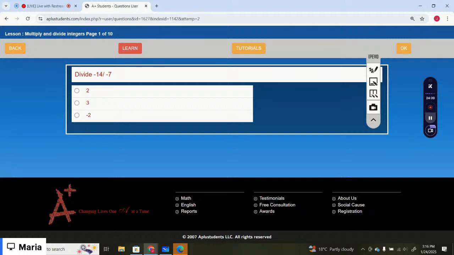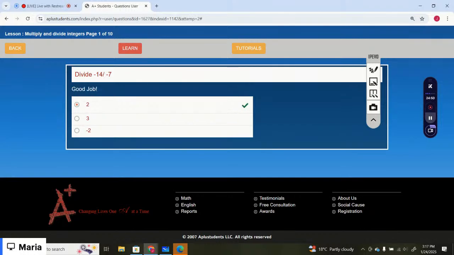Divide negative 14 by negative 7. So which is the correct option? Both the numbers have the same sign. The answer must be positive, and 14 divided by 7 is 2 because 7 times 2 is 14. So option number 1 is the correct option.